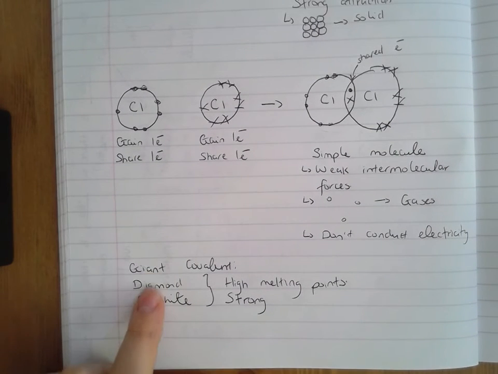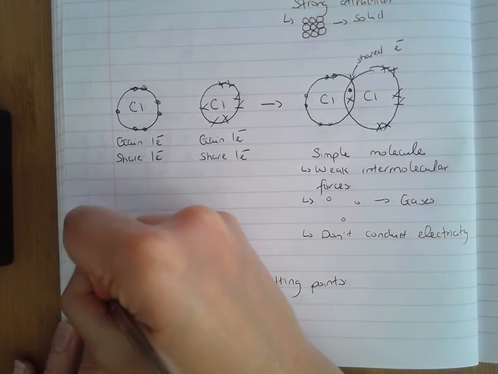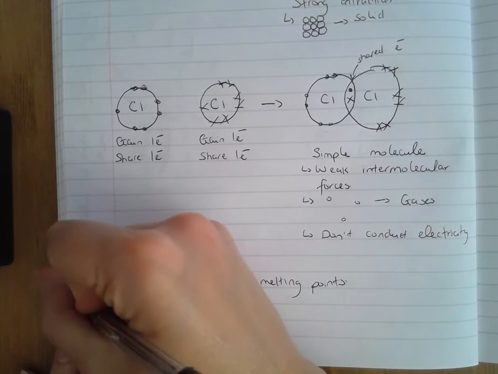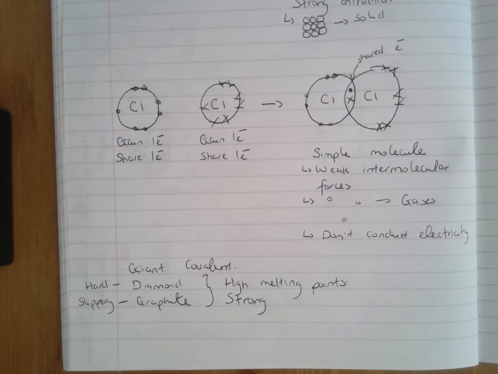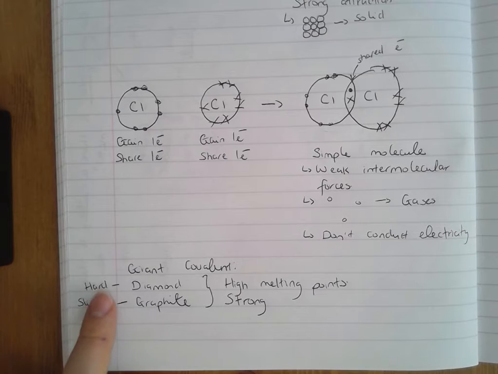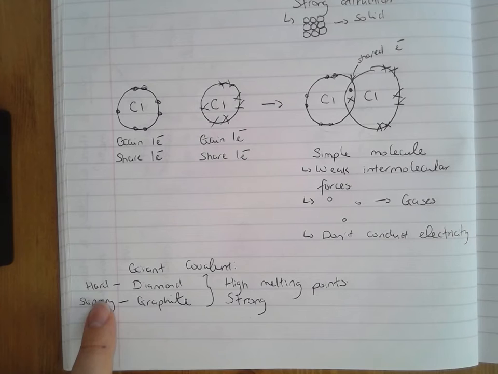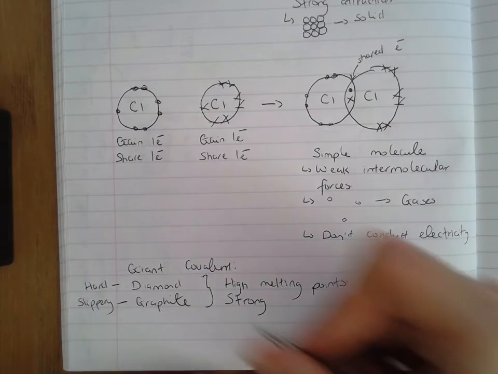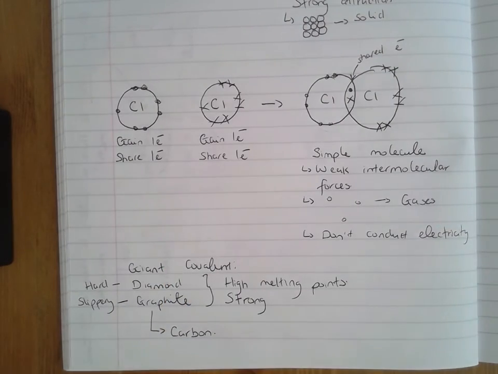For diamond, I could also say that it was very hard. So diamond is hard, strong with a high melting point. Graphite is not hard. It is strong and it's got a high melting point, but it is a slippery solid. So diamond is hard with a high melting point and it's very strong. Graphite is slippery with a high melting point and it's very strong. So they're your giant covalent and they differ from the simple molecular. Diamond and graphite are both made of the element carbon.